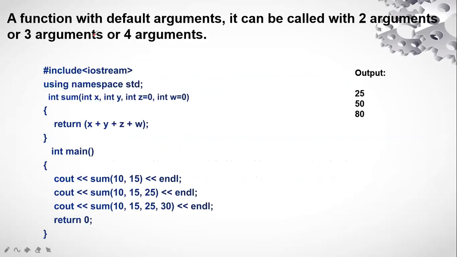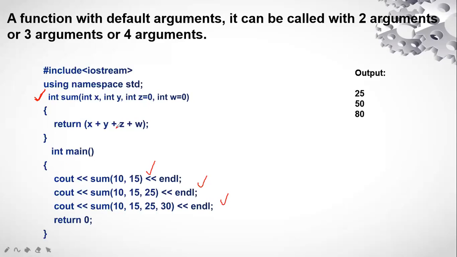Let me show you. See, let's take an example that will make you more clear about this. This is an integer sum, let's say, and we have 4 arguments in this. What are these? It is int x, int y, int z is equal to 0, int w is equal to 0. And I'm going to return x plus y plus z plus w. Now, in this particular default argument, I can use two arguments also, I can use 3 arguments also, and I can use 4 arguments also. And it can work with the function, right? So this is called default arguments in a function in C++.